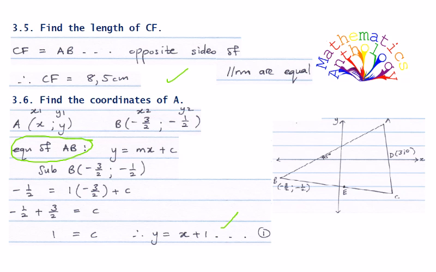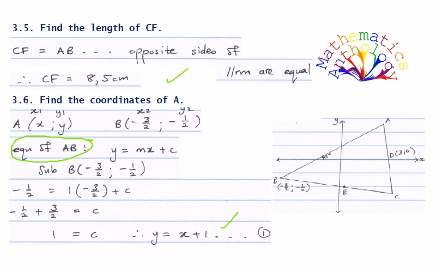Okay, 3.6, find the coordinates of A. Right, if we look at where A is, we don't know too much about A there. We just know that it's the intersection of two straight lines. Not too much else is known about A. We don't have any coordinate there. So let's find the coordinates of A then.